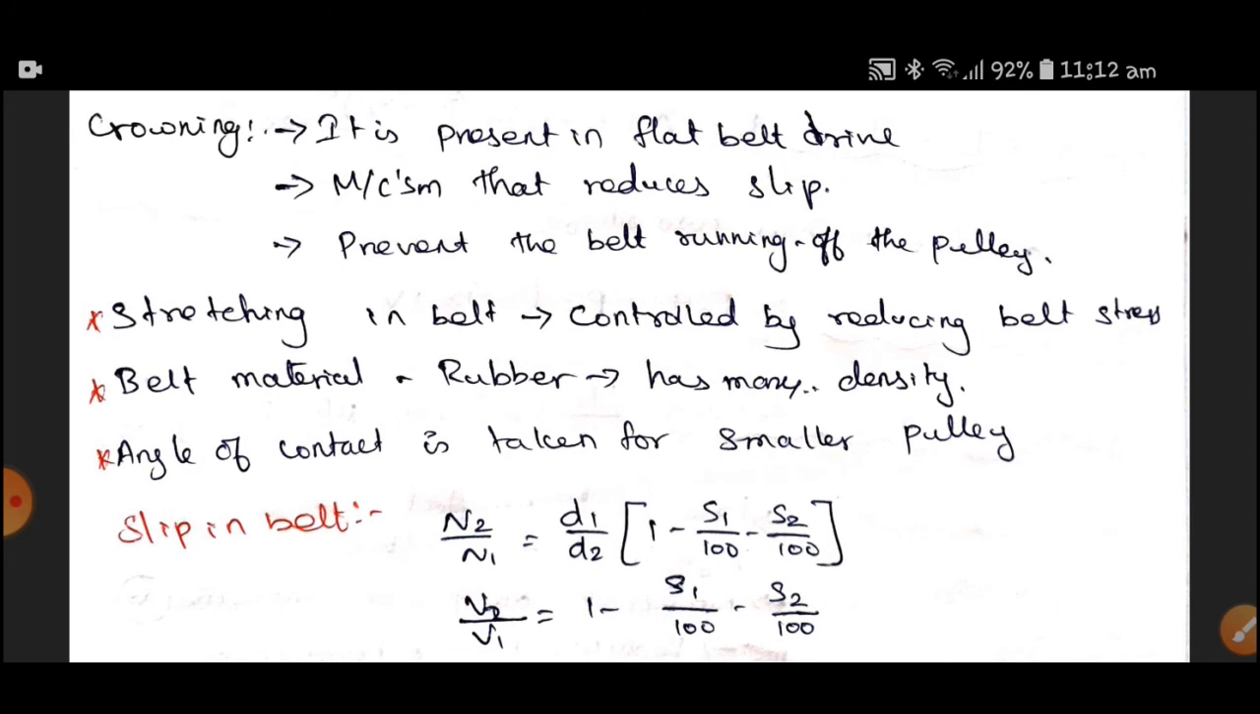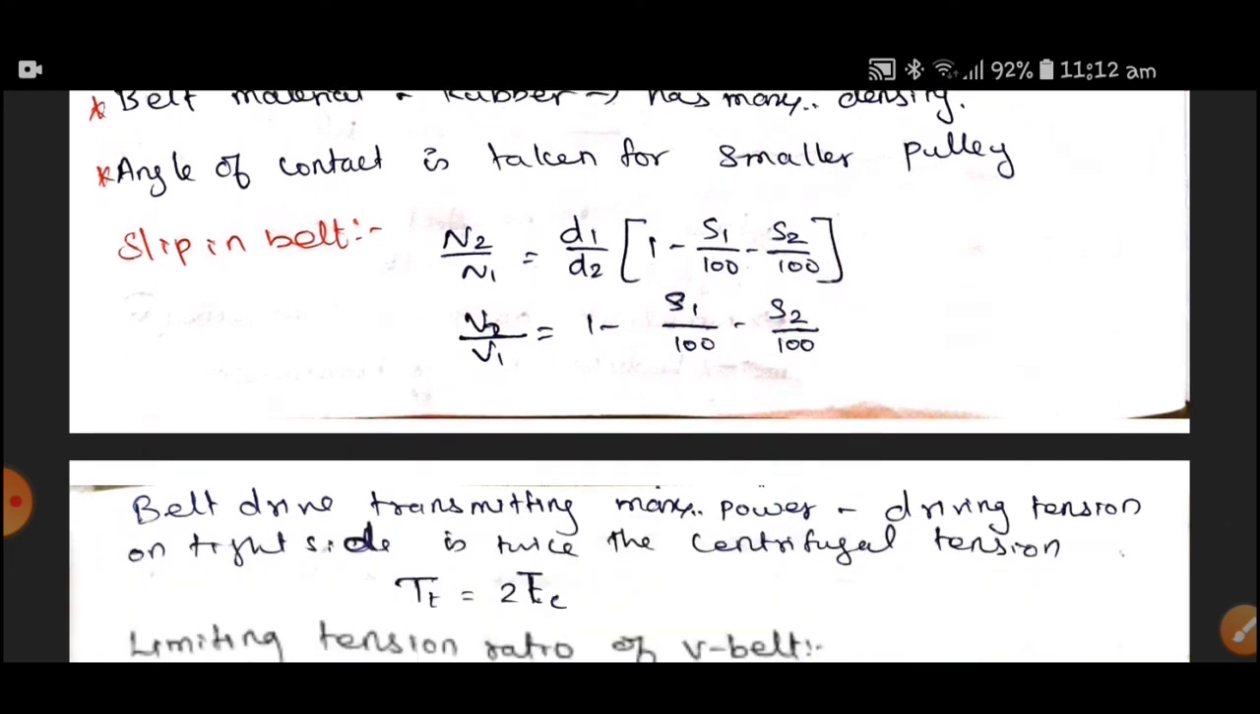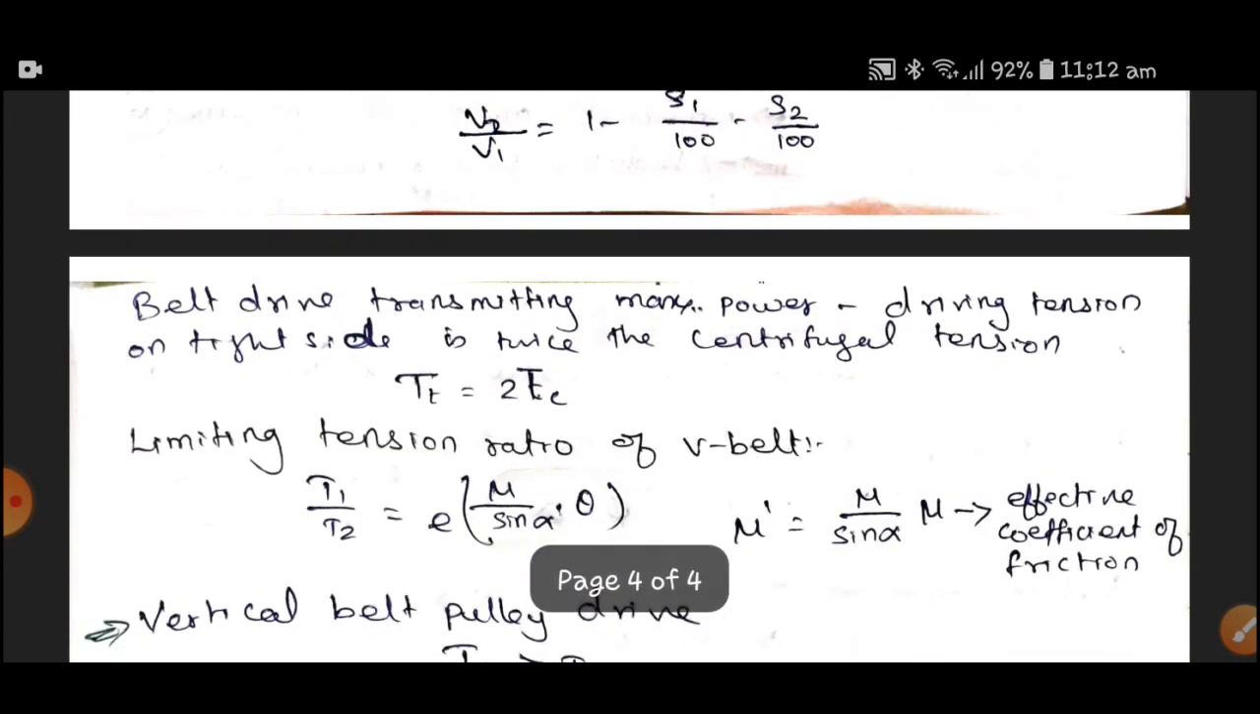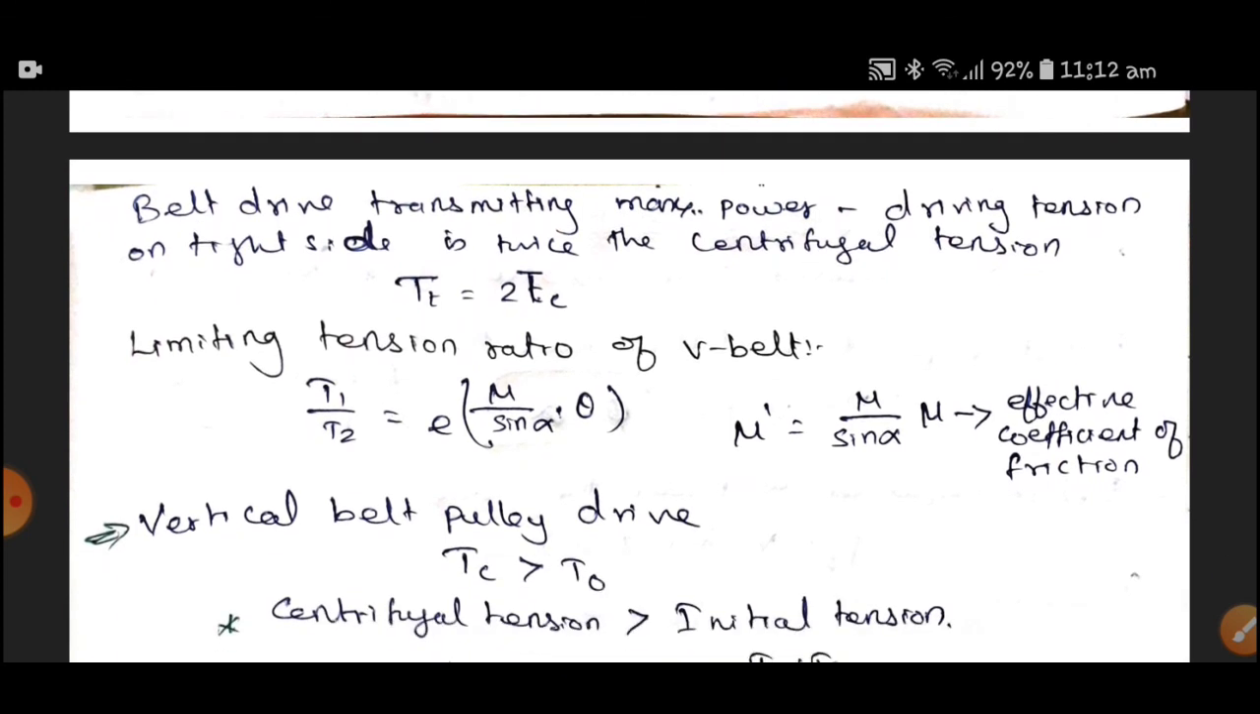The angle of contact is taken for the smaller pulley, and the slip in the belt drive: N2 by N1 is equal to D1 by D2 into (1 minus S1 by 100 minus S2 by 100), where V2 by V1 is equal to 1 minus S1 by 100 minus S2 by 100. The belt drive transmits maximum power when the driving tension on the tight side is twice that of the centrifugal tension. That is, T maximum is equal to 2 times Tc.